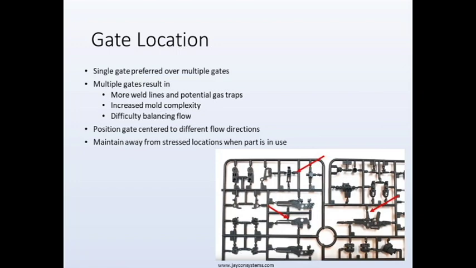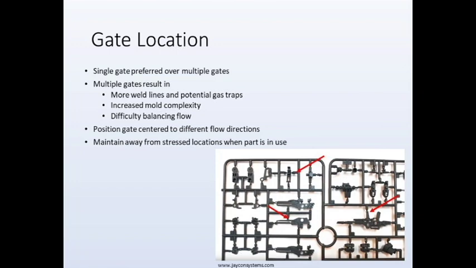Gate locations: we will try to implement a single gate over multiple gates. This helps improve the flow capabilities of our powder metal when it's being injected into these molds. Multiple gates often result in more weld lines and potential gas traps. They do increase mold complexity and often make it difficult to balance the flow.